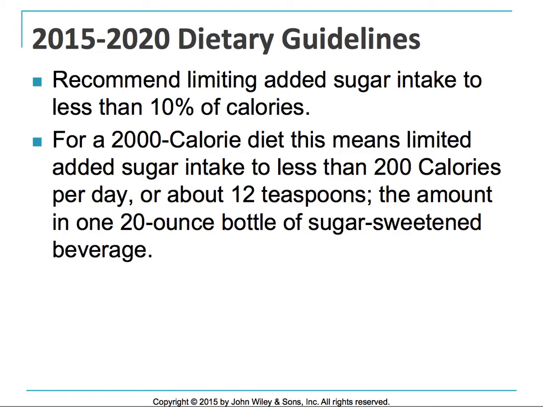For a 2,000 calorie diet, this means limiting added sugar intake to less than 200 calories per day, or about 12 teaspoons. That means you should limit your added sugar intake to no more than one 20-ounce bottle of sugar sweetened beverage. And we're not just talking soda. Sweetened iced tea products, sweetened juices, things like Gatorade and other sports drinks are all considered sugar sweetened beverages.